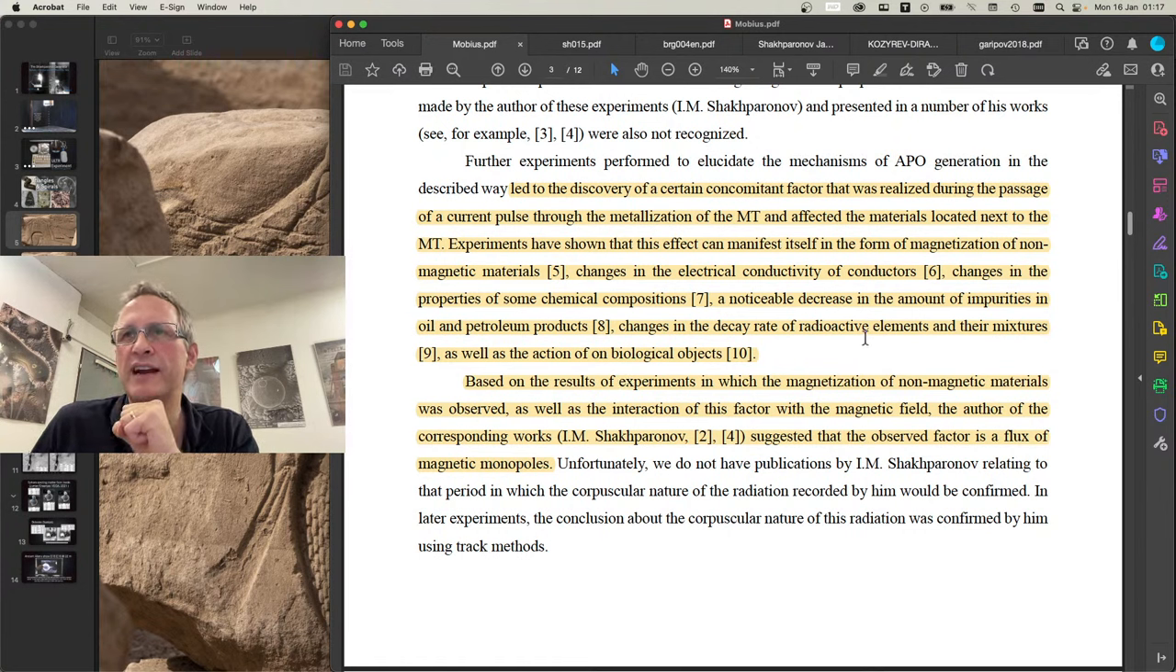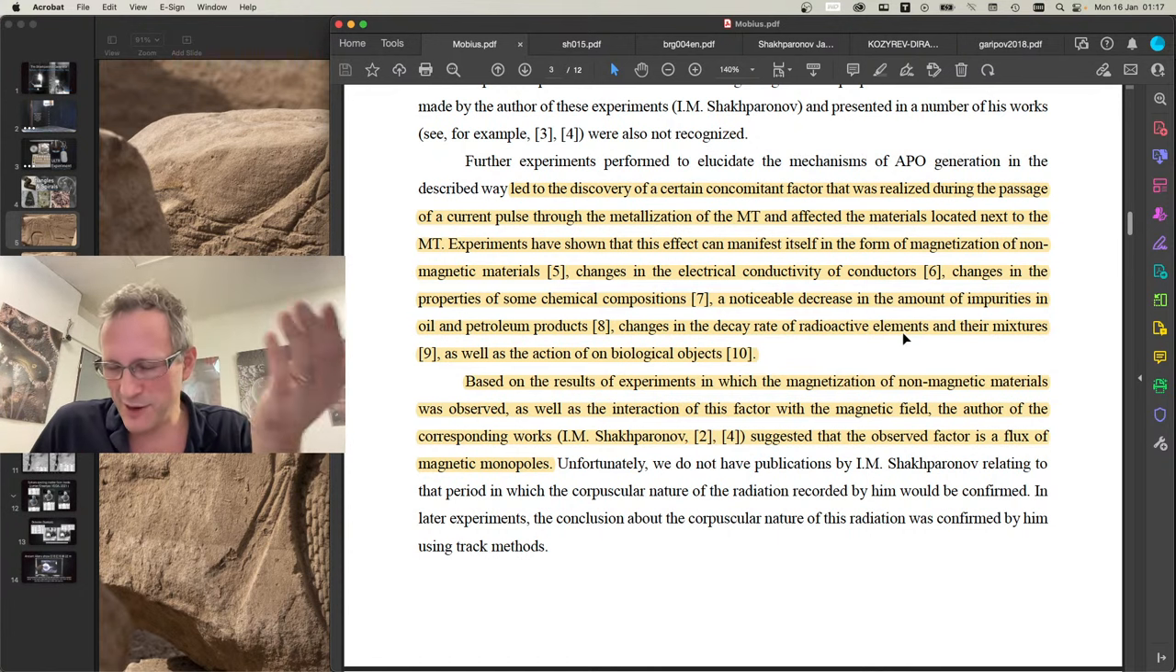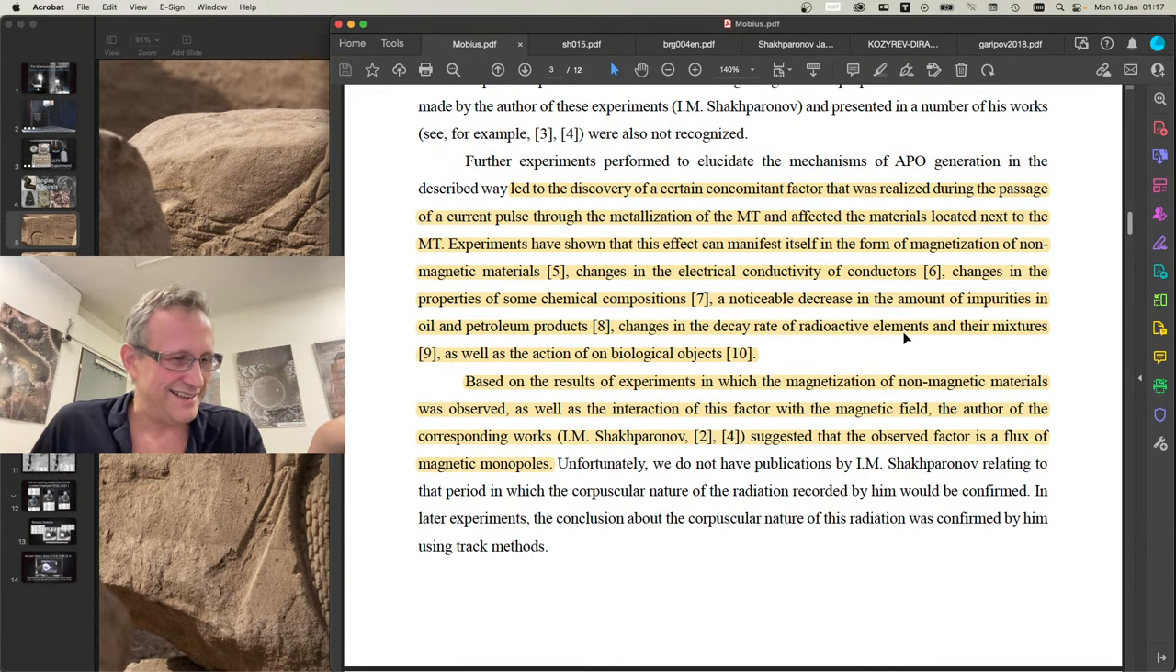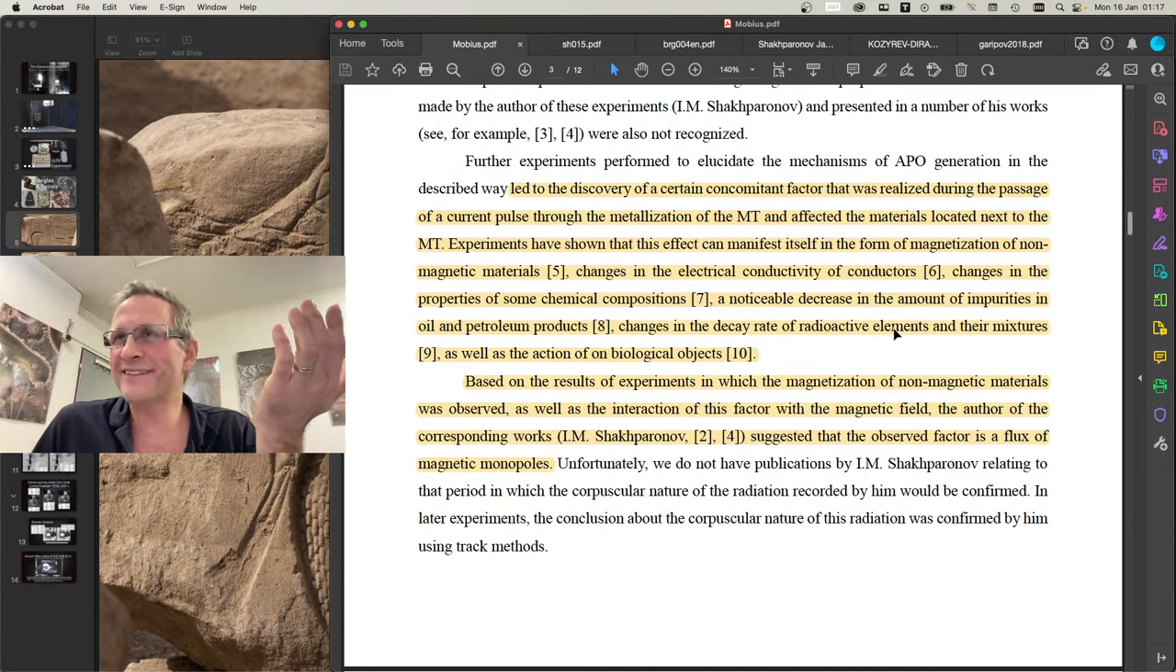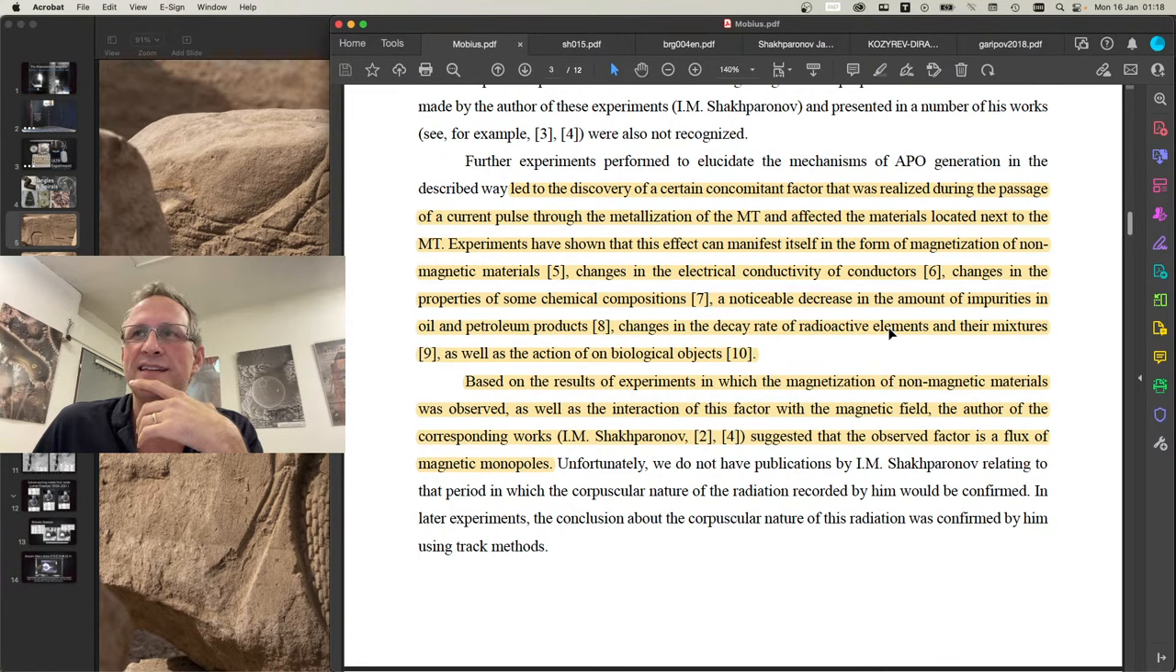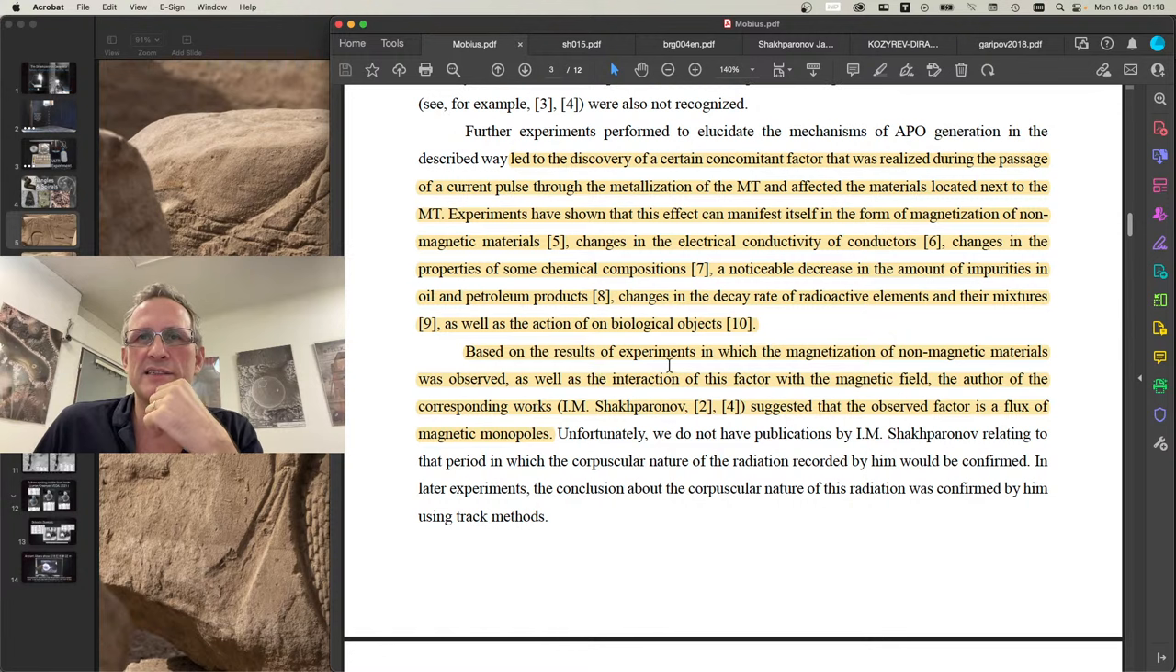Changes in the decay rate of radioactive elements observed by various authors involved with LENR and obviously by Matsumoto, by, oh dear, David Yerth, looking at EVOs and so on, and their mixtures, as well as the action on biological objects. Based on the results of the experiments in which the magnetization of non-magnetic materials was observed, as well as the interaction of this factor with the magnetic field, the author of the corresponding works, I.M. Shakhparonov, suggests that the observed factor is a flux of magnetic monopoles.